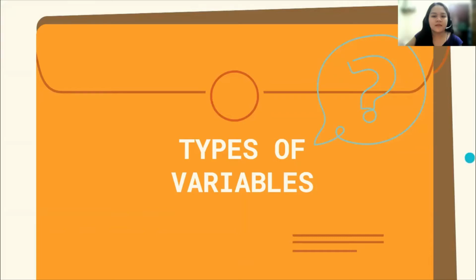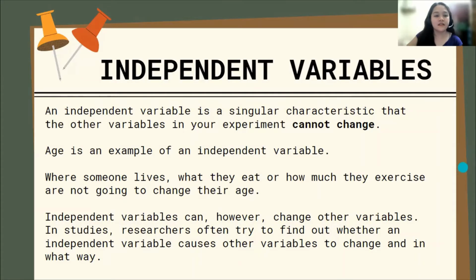Pero, may mga types of variable. Ano nga ba ang mga ito? An independent variable is a singular characteristic that the other variables in your experiment cannot change. Age is an example of an independent variable. Where someone lives, what they eat, or how much they exercise are not going to change their age. Tama nga naman, di ba?